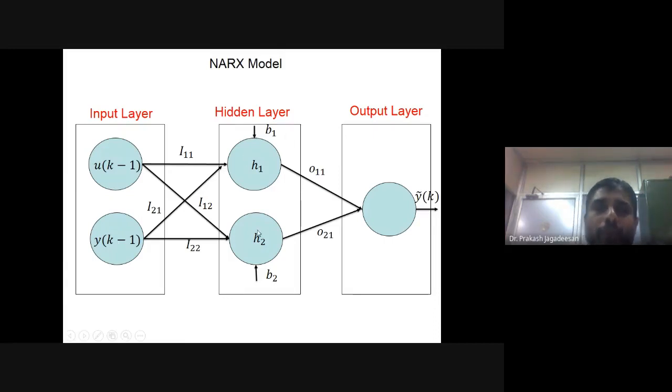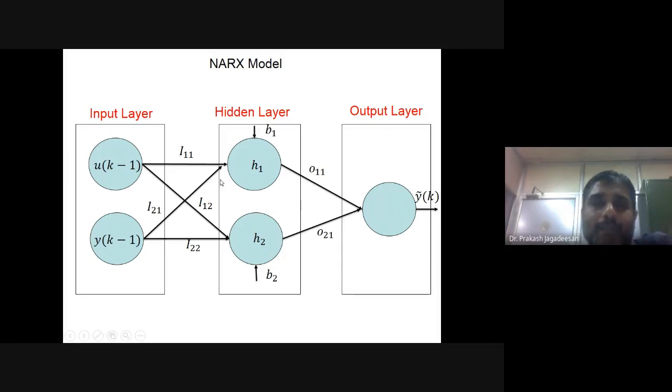Of course, I'm assuming one hidden layer; you can use more than one hidden layer, I leave it to you. You have to do simulation and see whether a single hidden layer is sufficient or you have to use more, so as to yield low bias and low variance. Here there is one hidden layer with two neurons, and there is only one output, because there are two inputs, u(k-1) and y(k-1), and the output is y tilde of k.